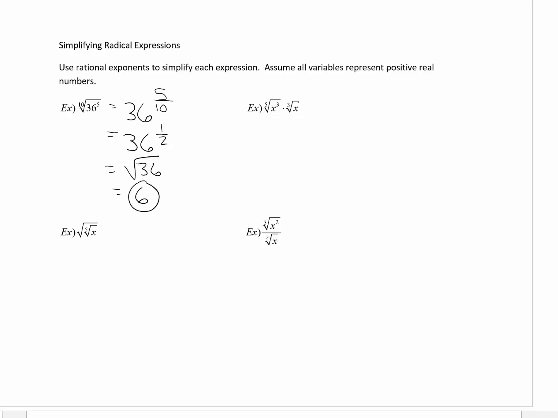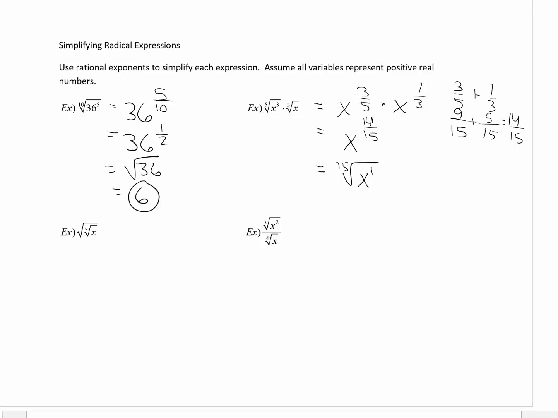Okay, so now I'm multiplying. First thing I'm going to do is convert these to rational exponents. Well, the first one is x to the 3/5. This one is x to the 1/3. Remember, when I multiply exponents with the same base, I add the exponent powers. So I'll do that on the side now. And when I do that, I get 14 over 15. So my answer here is x to the 14 divided by 15th power. If they ask you to write that as a radical, that would be the 15th root of x to the 14th.